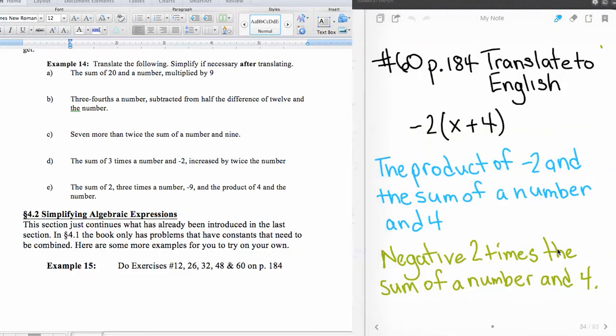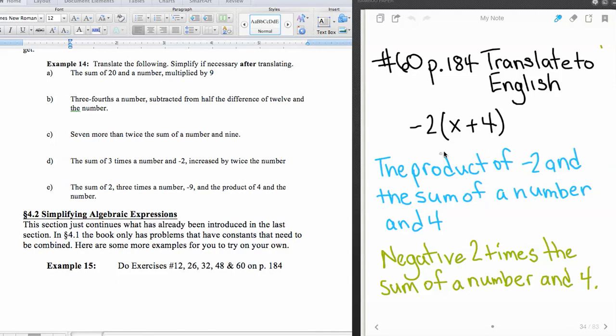Now the very last one, I've written out two answers here because writing sometimes takes me a really long time. So there's two different ways to translate this into English. The product of -2 and the sum of a number and 4, or -2 times the sum of a number and 4. Now there are other ways to translate it as well, but there are two of many ways that you can translate that problem. So hopefully you did well on those, and you're well on your way to simplifying algebraic expressions.